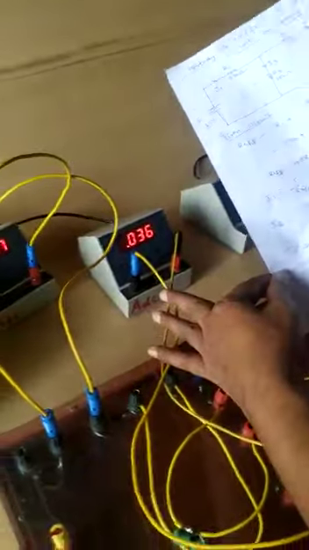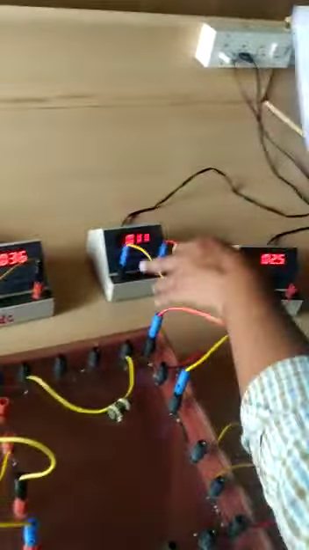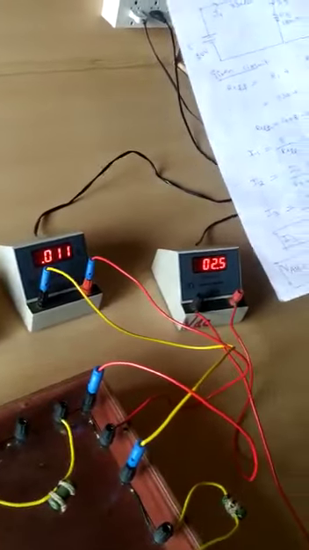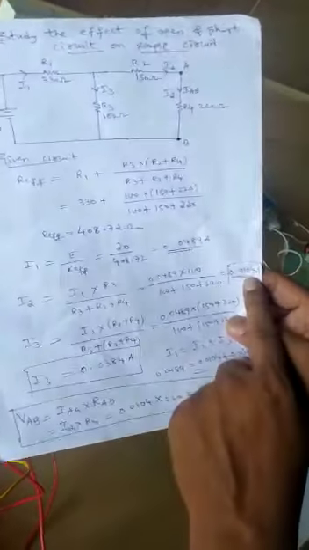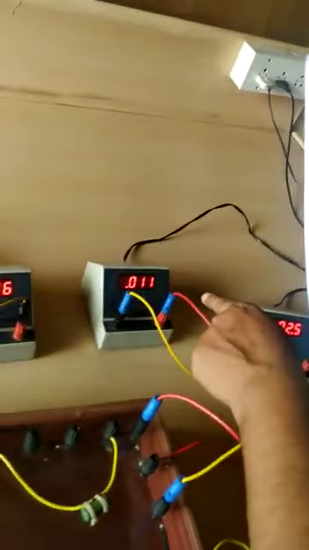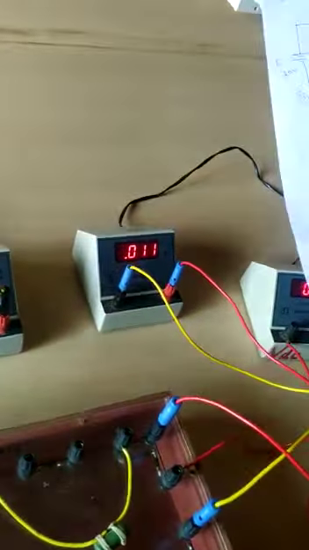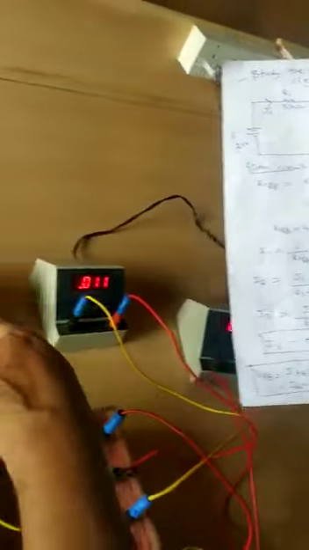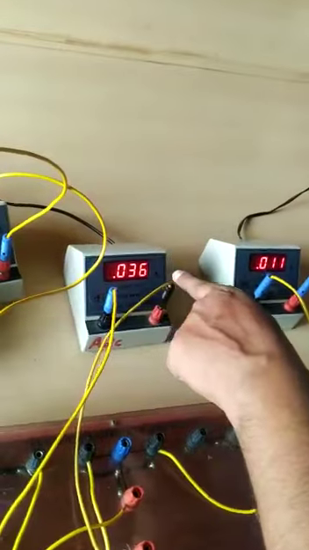Then I2. This is I2, this instrument is I2. I2 we got 0.0104 theoretically. Practically we are getting 0.011, almost equal. Then I3 value, theoretically we got 0.0384 amperes, and practically we are getting 0.036.